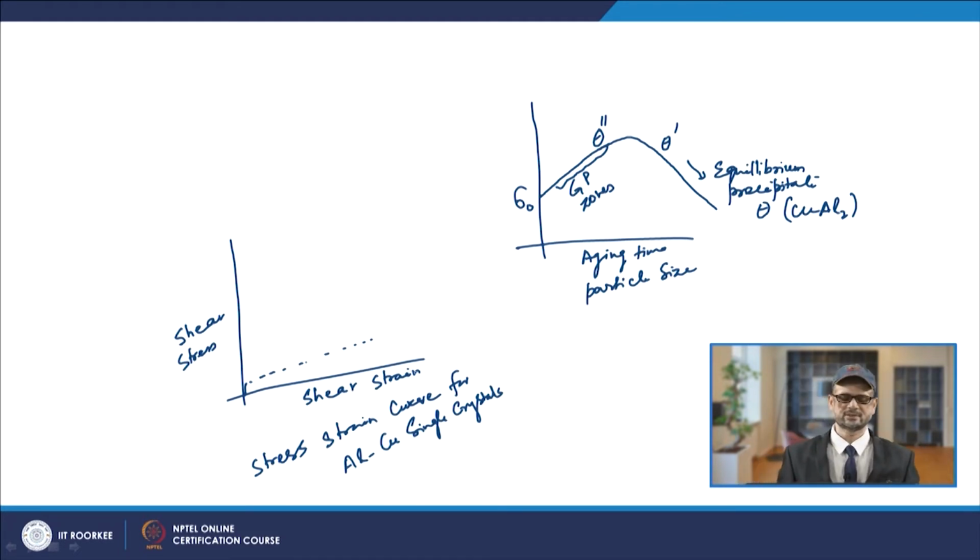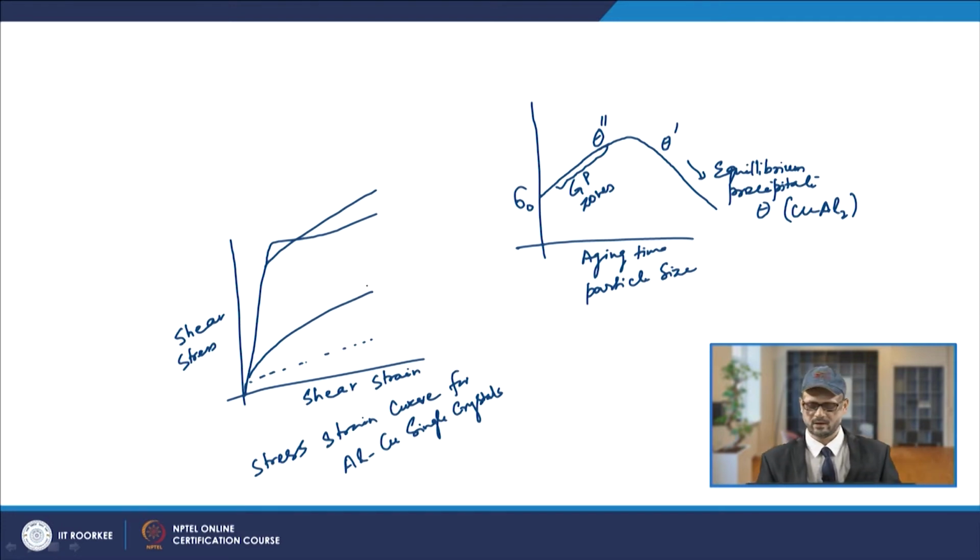So, what is seen is that for pure aluminum, this is the curve, and for the different aging conditions. If you go to the peak hardness, the line goes like this, and when there is formation of GP zones, it goes like that. And if you are doing over aging, then it has a curve like this, and in the solid solution you have such a shear stress strain diagram.